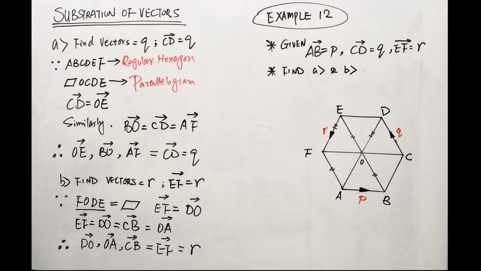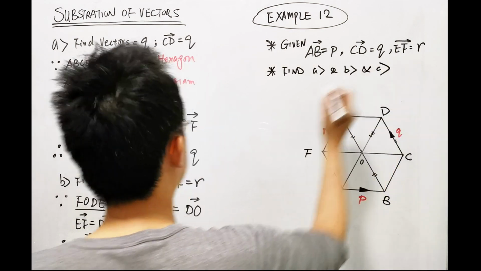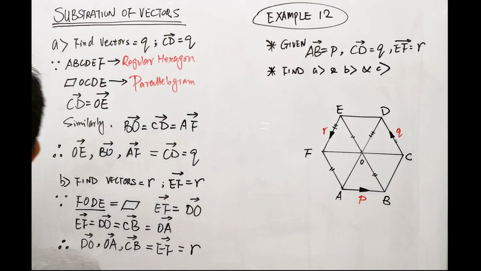Okay, this is A and B. Of course, we also have C. Let's look at C. What are we going to find for C?